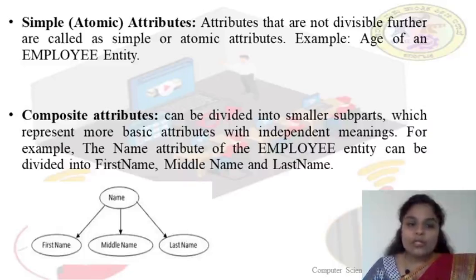Next, the composite attributes. It's just the opposite of simple attributes, where in simple attributes we are unable to divide it further. Whereas in composite attributes, I'll read out the definition. It can be divided into smaller parts which represent more basic attributes with independent meanings. See, that word is important. With independent meaning.